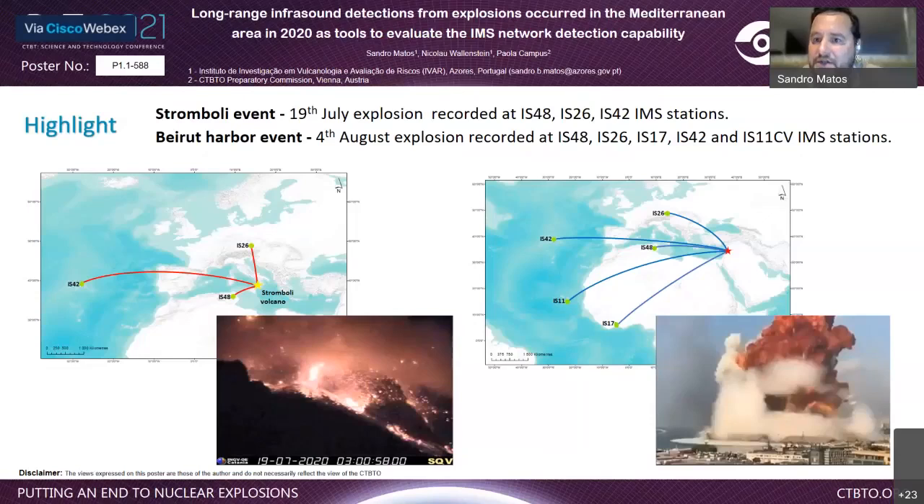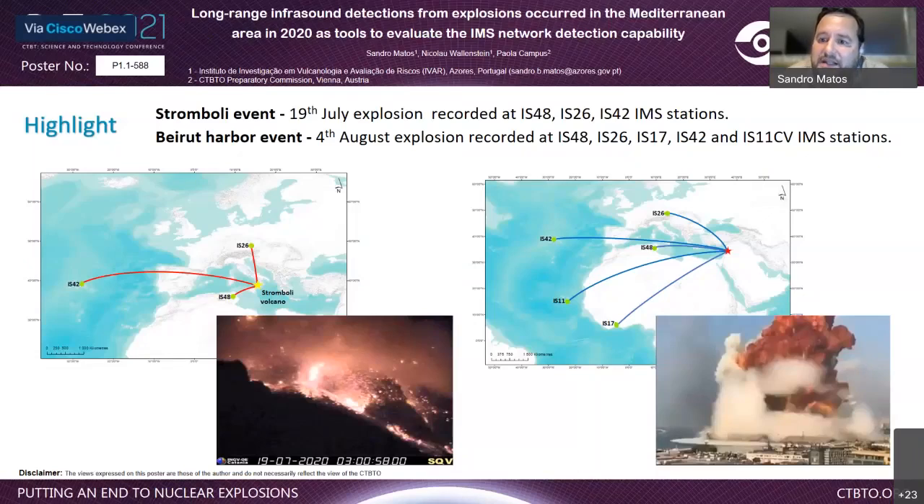Then we process using the progressive multi-channel correlation algorithm, PMCC, and then we analyze with interactive analysis tools like GeoTool and DTK PMCC from CEA. All these tools are integrated in the NDC in a box that is supplied by the IDC, and then we can conclude that the detection and location capability of the IMS infrasound stations for long-range explosive events has been confirmed by these two recent events linked to Stromboli volcano and to Beirut Harbor.